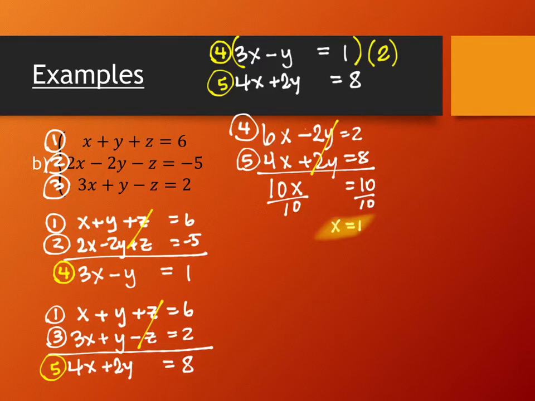So working our way back upward, we go now back to equations 4 and 5, the last place we had equations with two variables. Do you want to use equation 4 or equation 5 to find the missing variable? Which one? 4. Okay, so if we use equation 4, it says 3x minus y equals 1. So if x is 1, so 3 times 1 is 3.